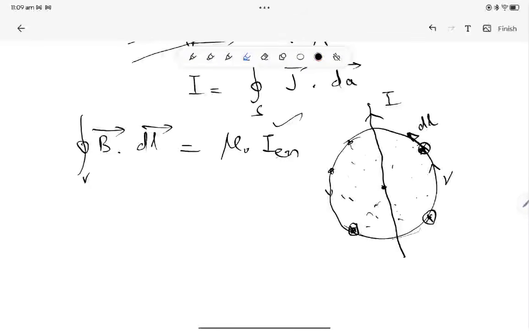There must be either this current or a current that has at least one vertical component here. The same thing can be expressed better by this equation then. B dot dl is, you see, mu naught J dot dA.